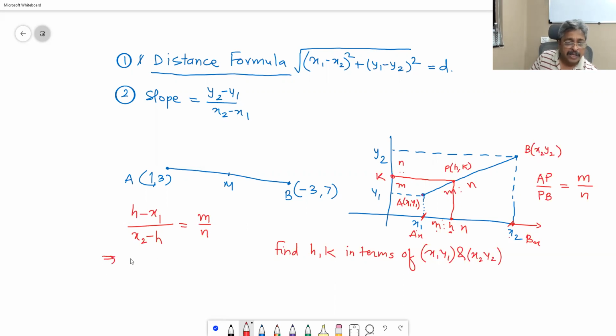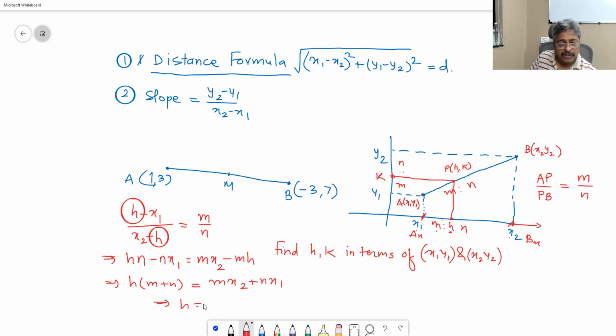So let us simplify this. hn minus nx1 is equal to mx2 minus mh. Taking same terms together, we are in the process of finding h, so h should be taken on the same side. h inside bracket (m plus n) should be equal to mx2 plus nx1, and therefore h is equal to (mx2 plus nx1) upon (m plus n). Understand this? This is m multiplied by x2, n multiplied by x1, divided by m plus n.